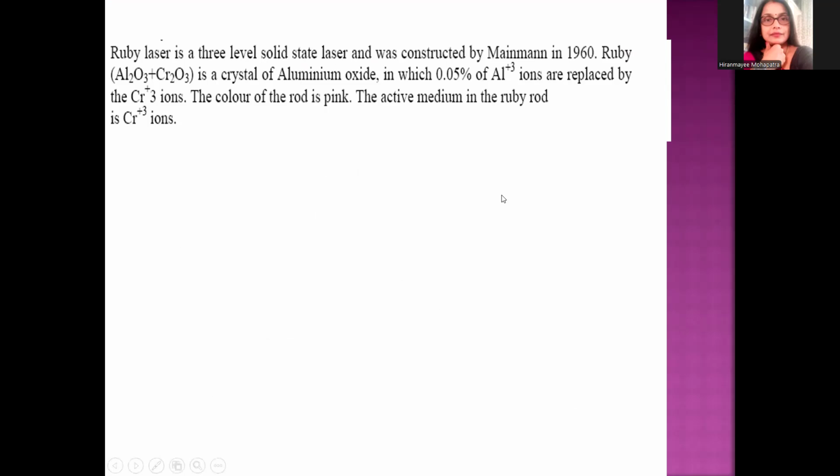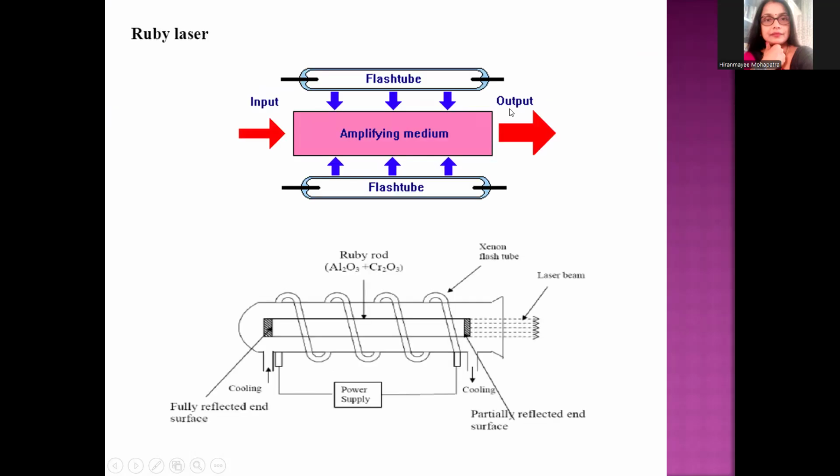Ruby laser is the material. It is the combination of Al2O3 plus Cr2O3, aluminum oxide and chromium oxide. It is a crystal, and the color of the rod is pink. The laser material is a ruby rod. So this is the ruby laser structure. You need an optical pumping source here, a flash tube, and you will get laser light at the output end.